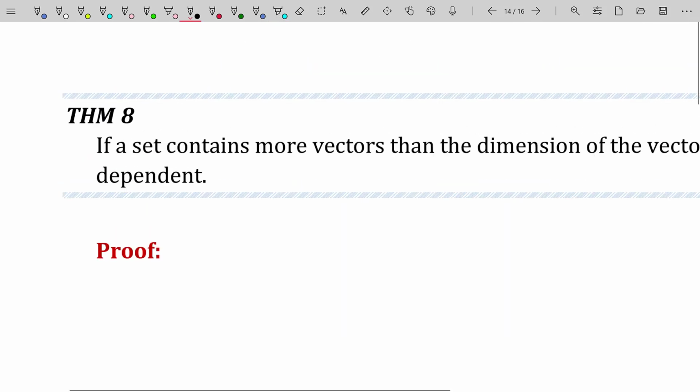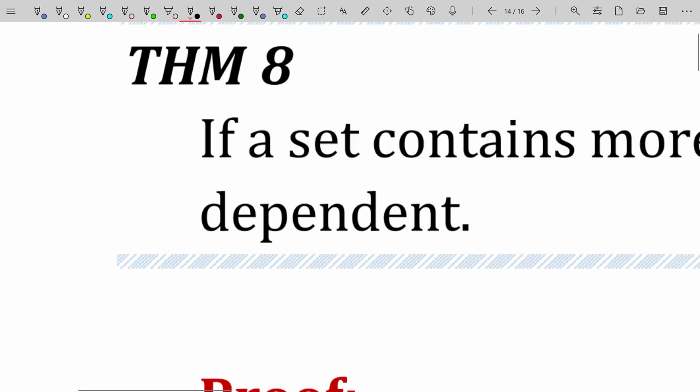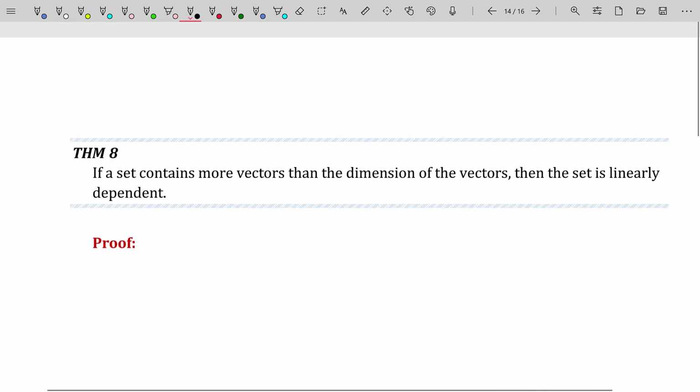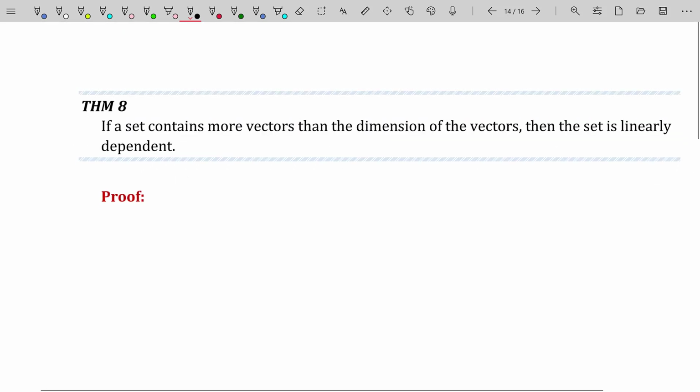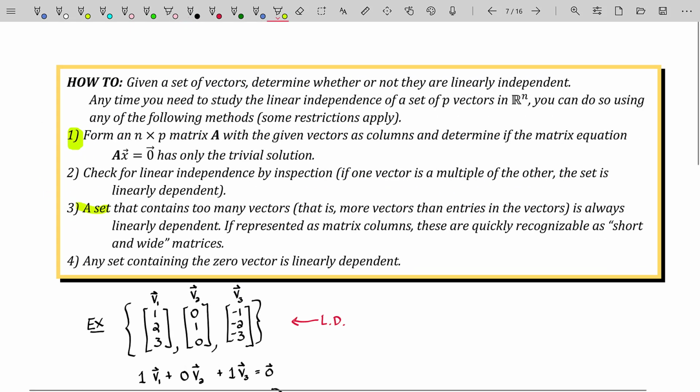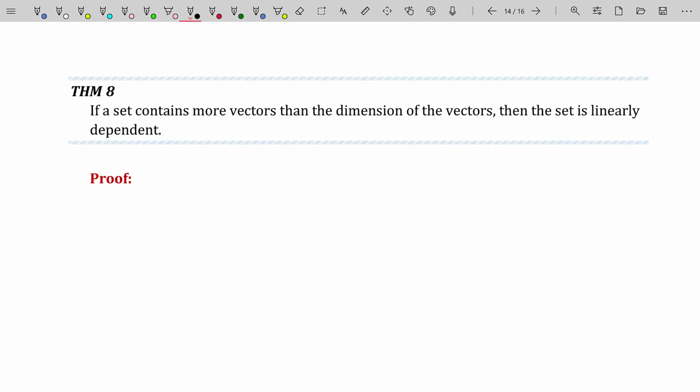And here is another theorem that is numbered in the text that I use. Very important theorem. If a set contains more vectors than the dimension of the vectors, then the set is linearly dependent. Now, I mentioned this in a previous video as part of a how-to. A set that contains too many vectors is likely to be linearly dependent. In fact, it is always going to be linearly dependent. And we describe that as a short, wide matrix. We didn't really prove it at that time. We just gave a justification, but now we're actually going to prove that. And what's nice about this theorem, it's not an if and only if, so the proof only goes one direction. It's kind of very nice.